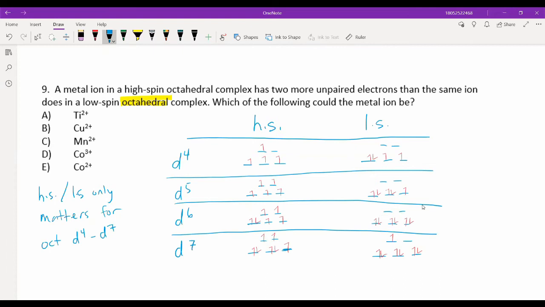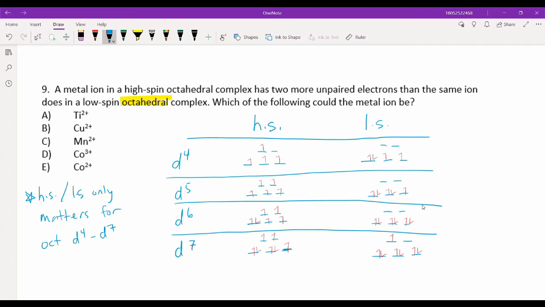So the high spin, low spin for d1, 2, or 3, or d8, 9, 10, they look the same. And if you can draw that out and do that to prove yourself. So this here is our little quick rule. And also this you can try to reproduce on your own, just for practice and make sure you understand how this all works.